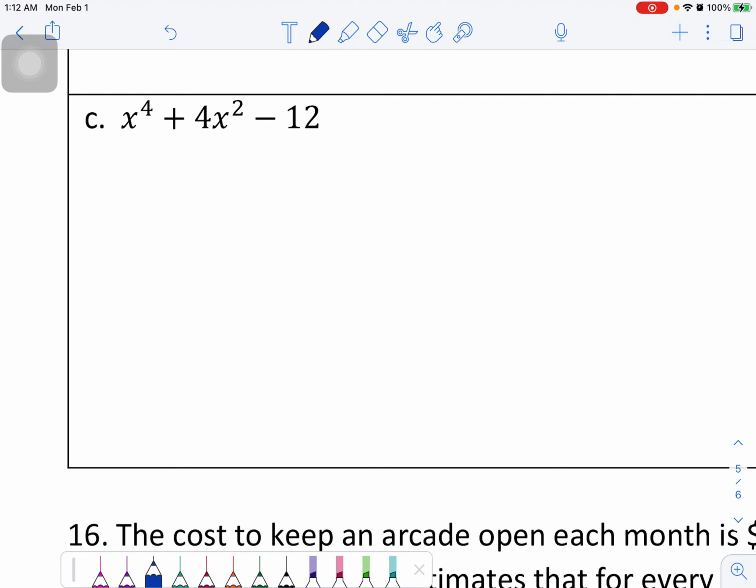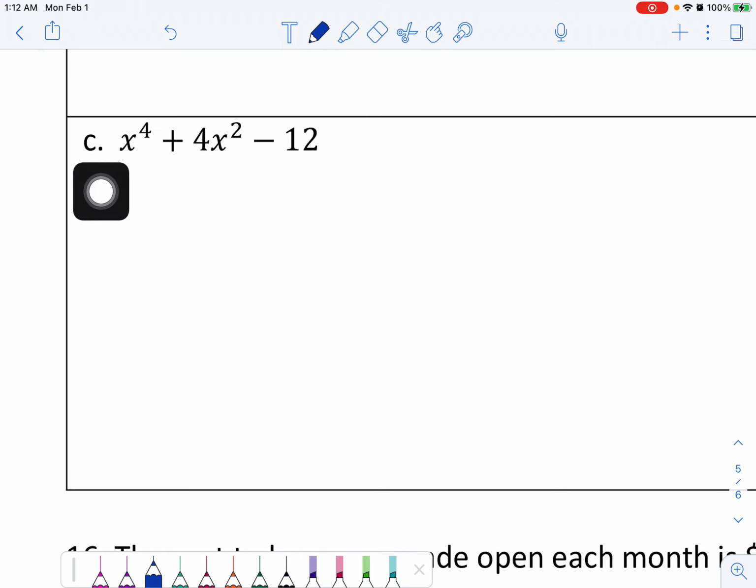Part C, kind of a weird little problem here. We're used to dealing with squares, quadratic problems, but what you can do, because this is x to the 4th and then x squared, you can actually kind of pretend that this is a squared problem. So I'm going to split it as x squared and x squared. So when those two multiply together, that would get me x to the 4th.